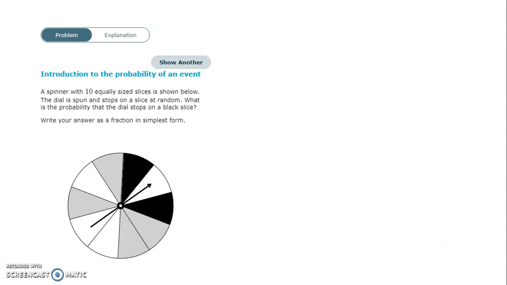Alright. Another quick example of probability, same type of question, but now we're randomly spinning a spinner. So there's 10 equal-sized slices. What's the chance that we end up on a black slice? Take a second, see if you can figure it out.